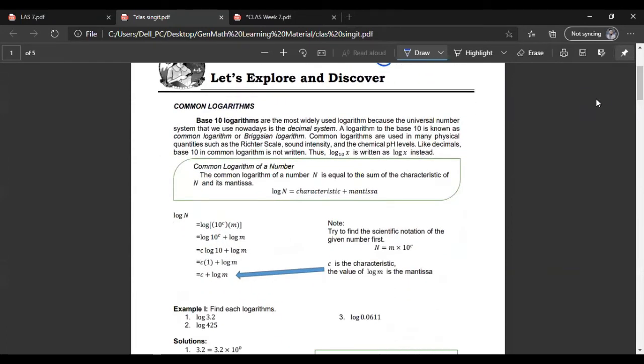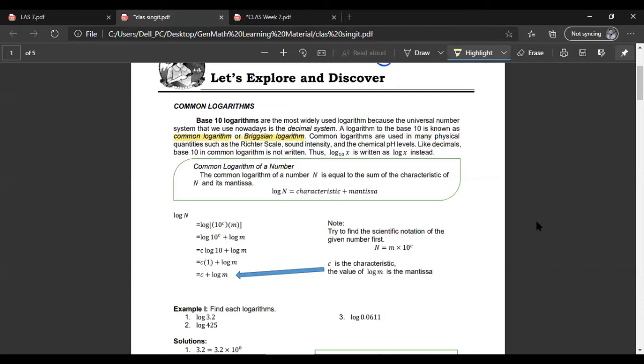O, balik na tayo. So, a logarithm to the base 10 is also known as the common logarithm or Briggsian logarithm. Now, class, I'm not quite sure why it is called Briggsian logarithm. Maybe because the proponent of common logarithm has a surname of Briggs. Pero that would be your assignment, kung bakit siya tinawag na Briggsian logarithm. Bahala na kayong alamin. Basta common logarithms lang yan siya.